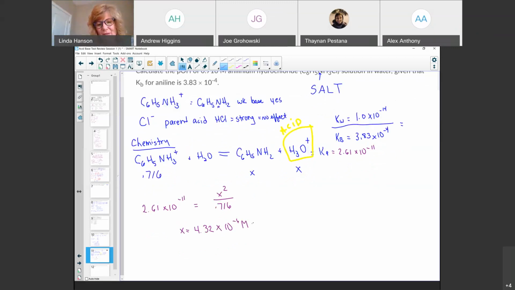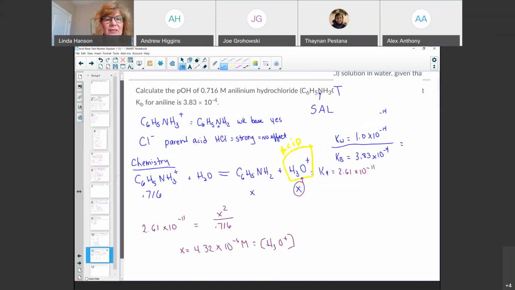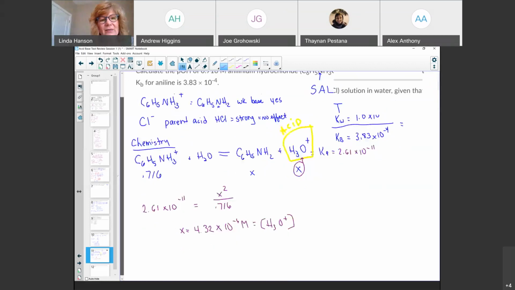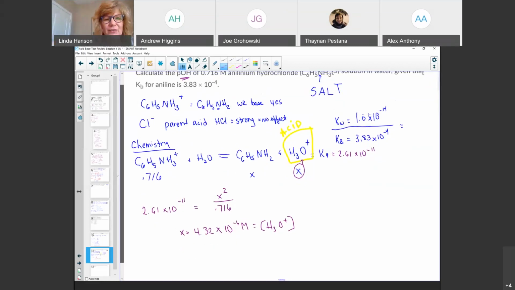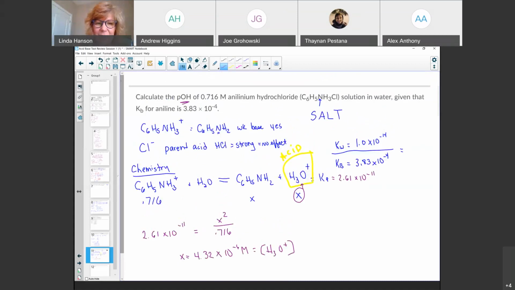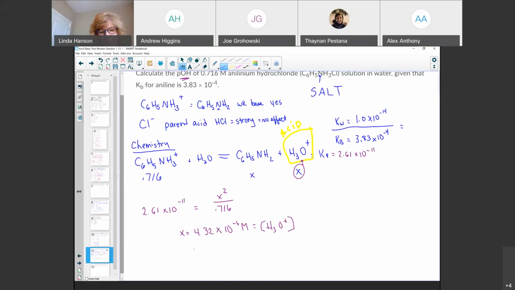But do you remember, we let x be hydronium ion concentration. That's what x is, right? Hydronium ion. And what were we really being asked for? We're not done yet, right? We need the pOH of our solution. Just try to scroll back up, right? We needed pOH. So almost there, but not quite.